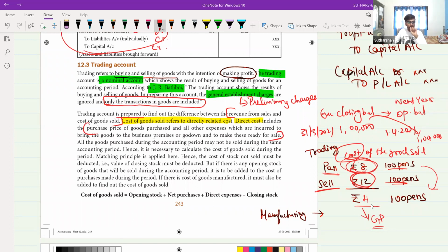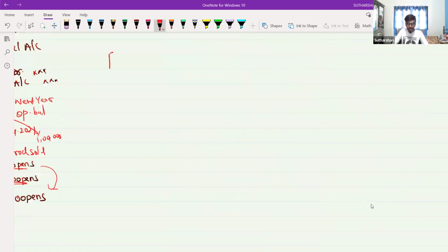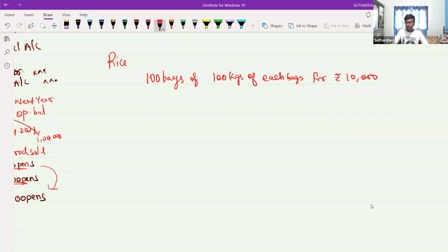Okay, for example, can anyone tell what business we will take to explain this concept? Okay, we will take a rice business, trading of rice. I am purchasing 100 bags of 100 kgs each bag, for rupees 10,000 each.